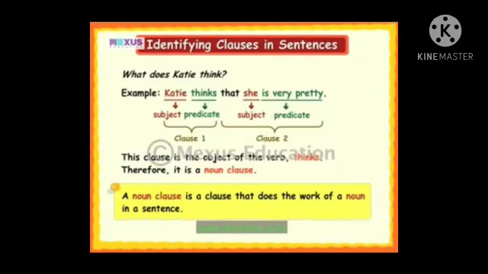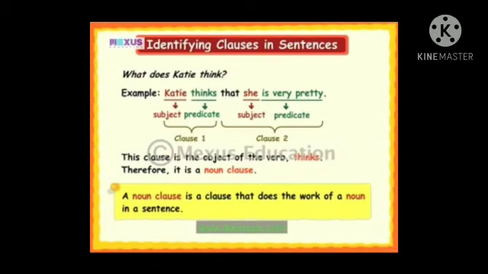The next one is the noun class. Here, what does Katie think? See the example: Katie thinks that she is very pretty. What does Katie think? Katie thinks that she is very pretty. See the sentence. Katie is the subject, thinks is the predicate. In this sentence also we have two classes. That she is very pretty: she is the subject and is very pretty is the predicate.